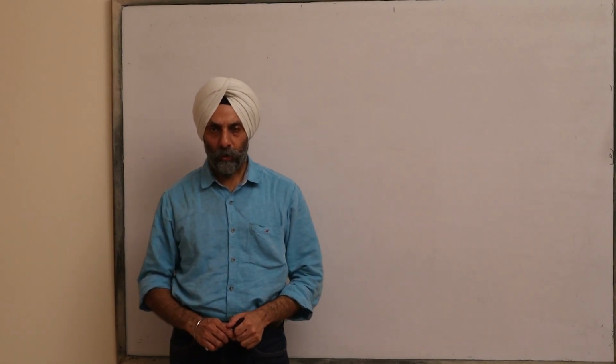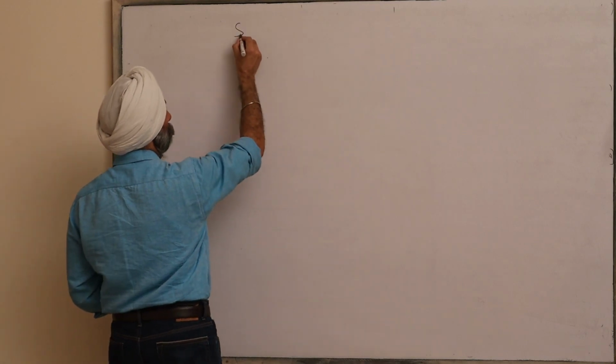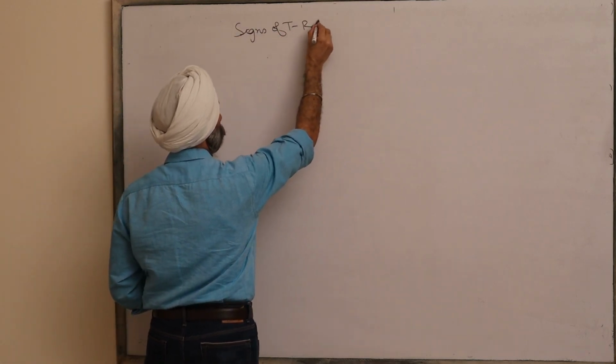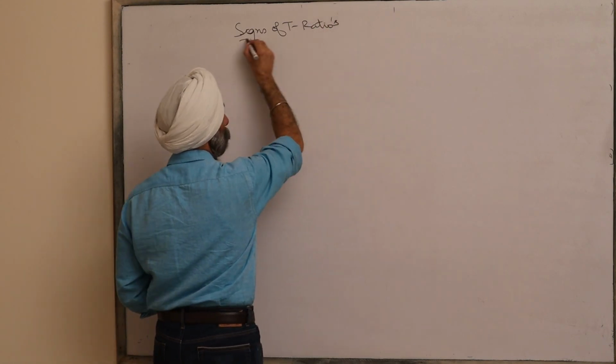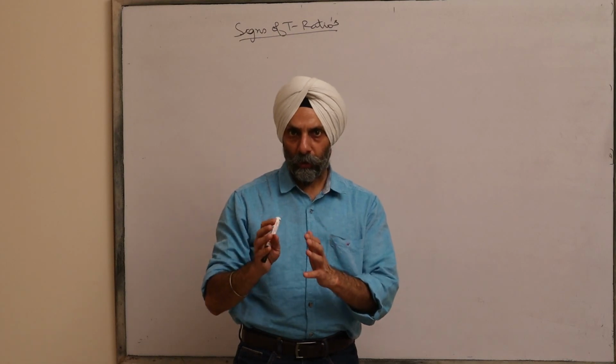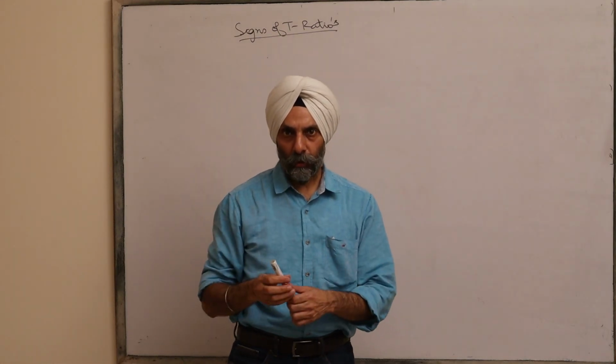Now the next topic of trigonometric functions is signs of trigonometric ratios. That is, what are the signs of different trigonometric ratios in different quadrants.